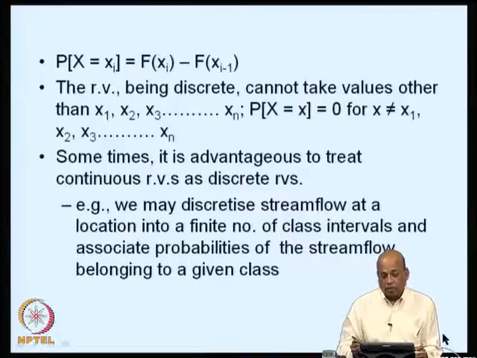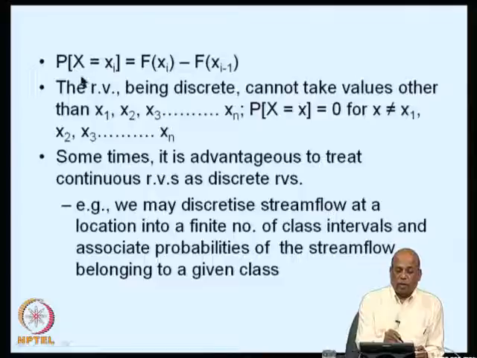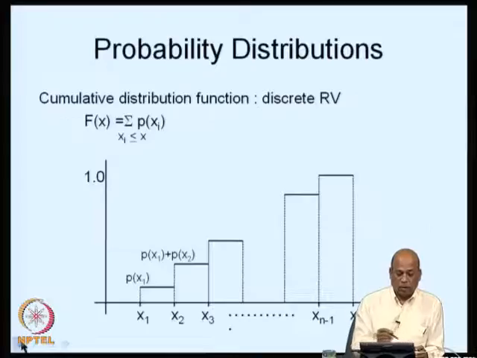In the case of discrete random variables, say for example, you are interested in probability of x is equal to xi. If you know the cumulative distribution, it will be equal to F of xi minus F of xi minus 1. Look at this. For example, if you are looking at probability of x being equal to x2, this is equal to this minus this.